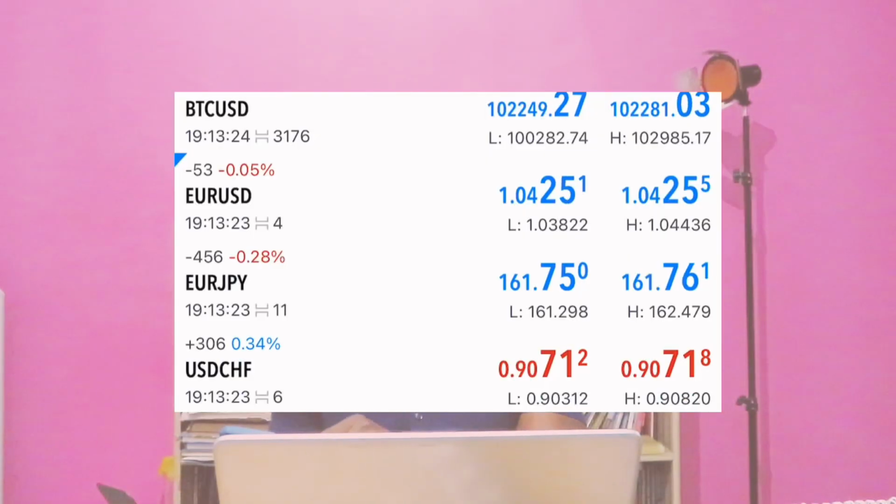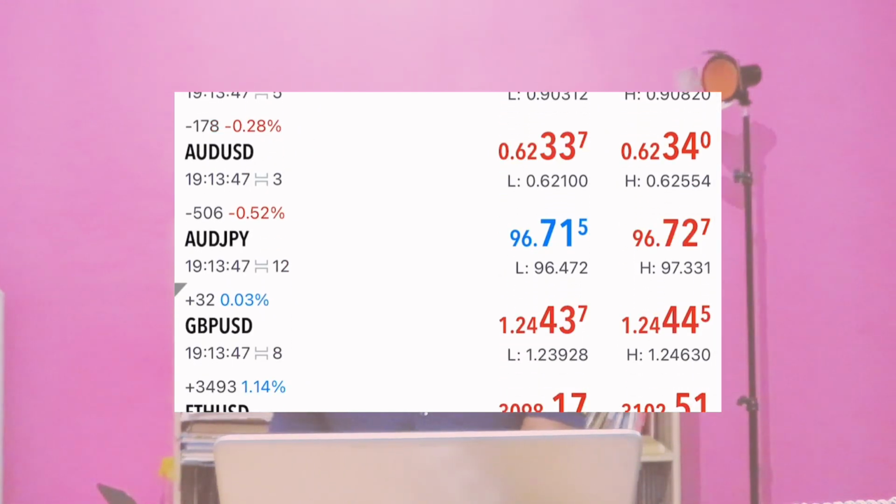But I think I should do a screen recording right now so that it correlates with what I'm going to show on the screen. So Euro USD, you see underneath there is the time, and in front of it is the spread. The spread here is 4, and look at the other pair. Euro JPY has 11. Bitcoin spreads are calculated differently. It has about 3,176 spread. So you can see different spreads like that.